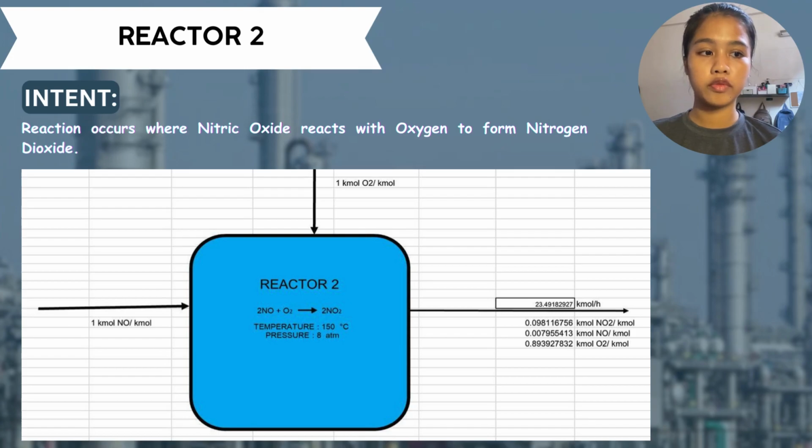For the NO2, I subtracted the oxygen value and the NO value from the total amount of output in reactor 2. So I get the value, and then I divide it by the total value to get the kmol per kmol, which is the mole fraction.